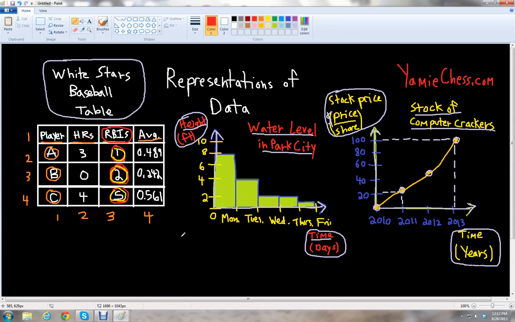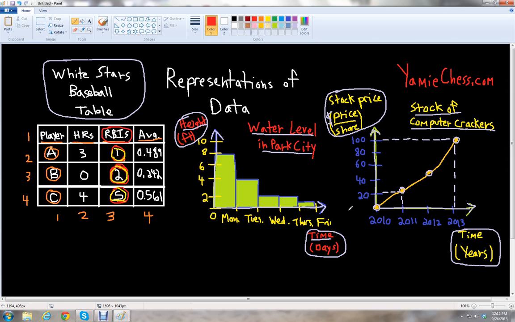Yamie Chess is a math learning aid based on classic chess that helps students in math and science education for school. In this lesson, we will learn about different representations of data. We're going to see three different types of data that is presented. We see the table, the bar graph, and the line graph.